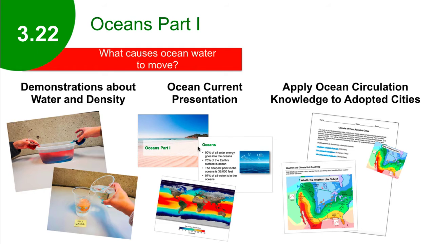The Ocean Currents presentation then helps students explain how these discoveries cause ocean circulation and how ocean circulation affects the climate on land. Next, students revisit the Weather and Climate Unit roadmap, and they discuss what happens if climate change warms the ocean. How will that impact the different cities on the map? Students then apply the same reasoning to their adopted cities.